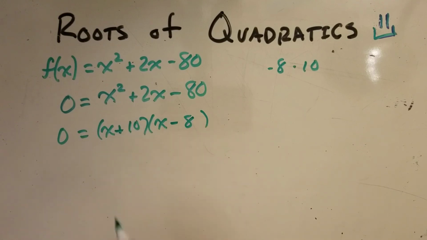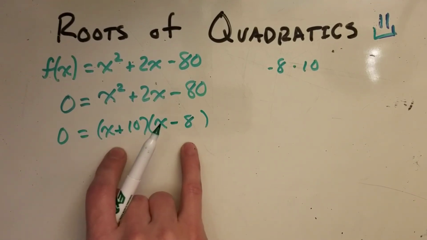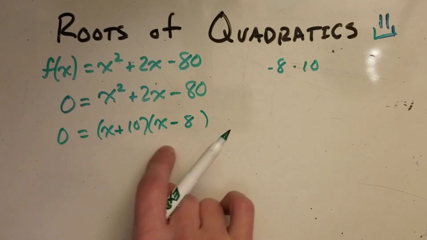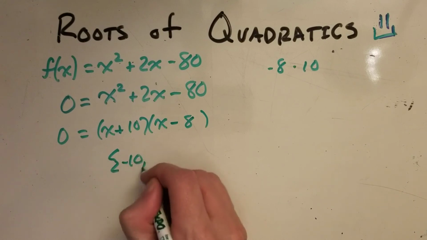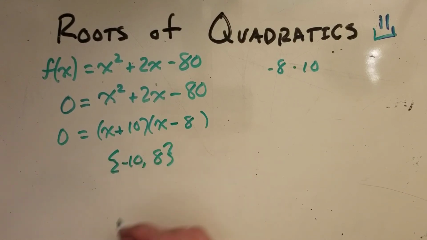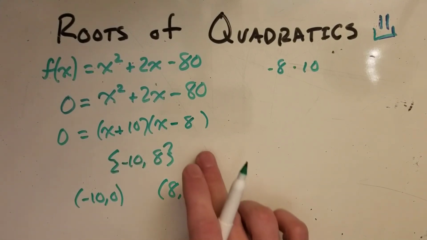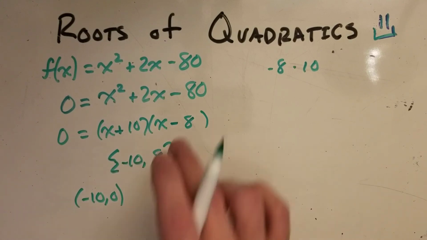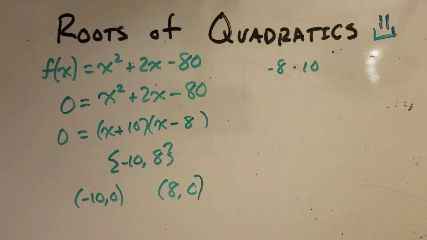So -8 plus 10. Now these are close to being your roots, but we have to say what values of x would make this equation work. So the values of x would be -10 and +8. So our roots are (-10, 0) and (8, 0). Those are the values that'll make this equation work. So those are the roots of this function.